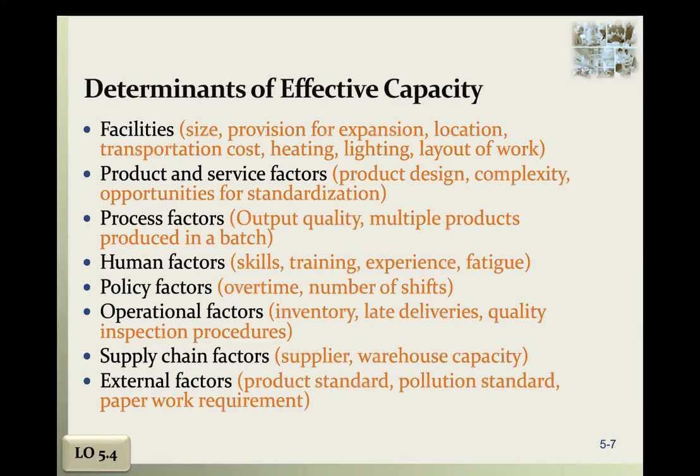Now, what are the determinants of effective capacity? These are some factors that affect the effective capacity. One thing is facilities, and by facilities we mean the size of the facility. Is it a large premises, small premises? Is there provision for expansion? Can it be expanded in future or not? Where is the location? Because of course people have to travel daily to that facility. Transportation cost, heating, lighting, and layout of work. So all these things will determine facilities. They will determine capacity related decisions.